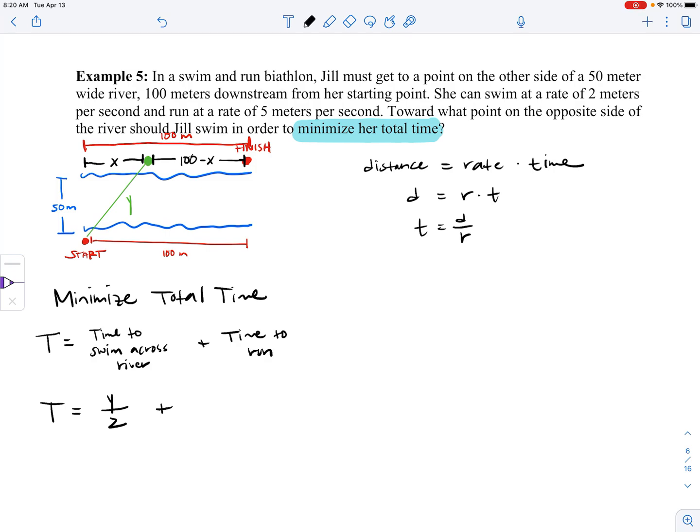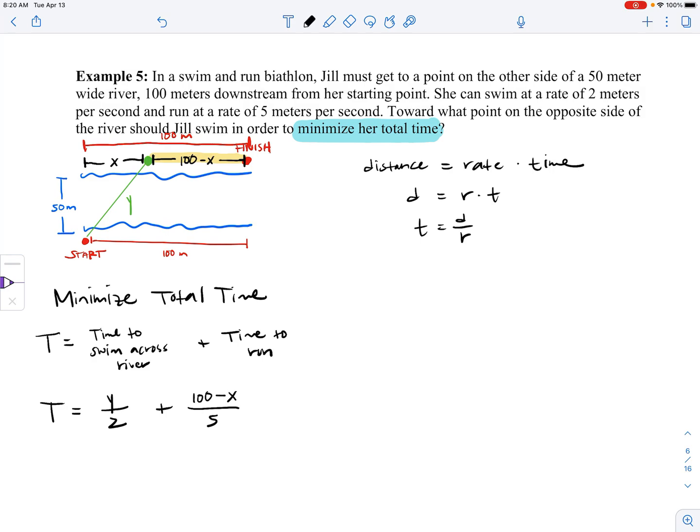The distance that she's going to run is going to be this stretch here. So we've represented that as 100 minus x. And the rate at which she runs is 5 meters per second. So 100 minus x over 5.